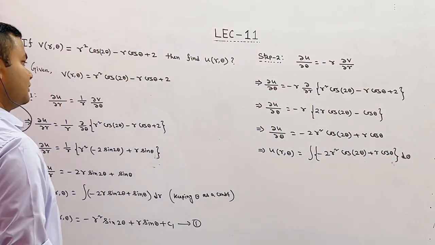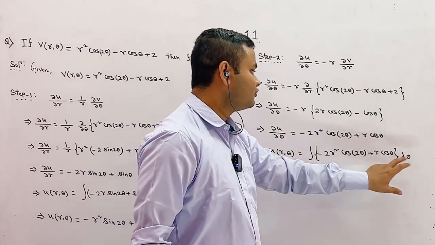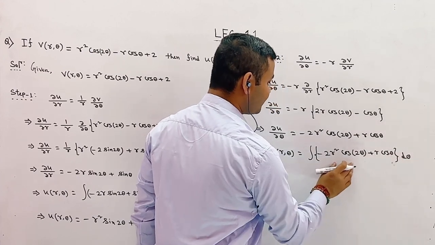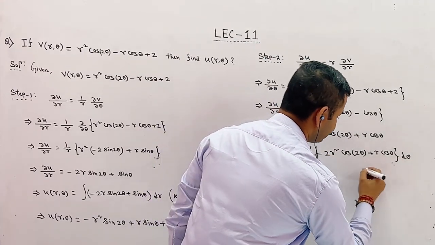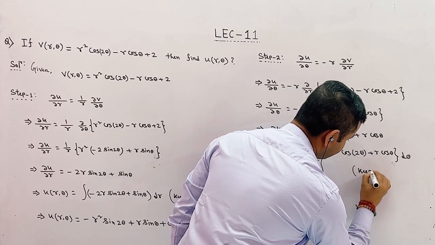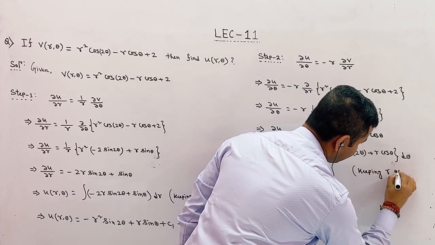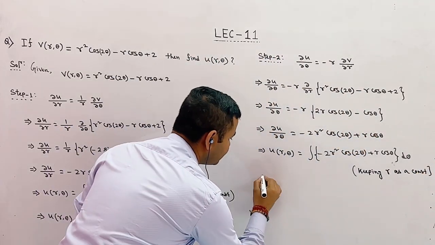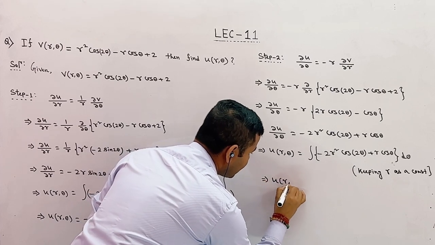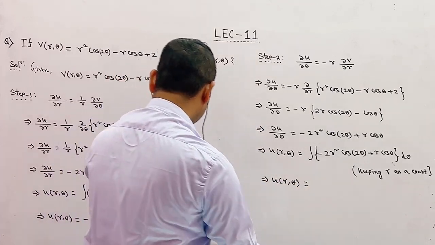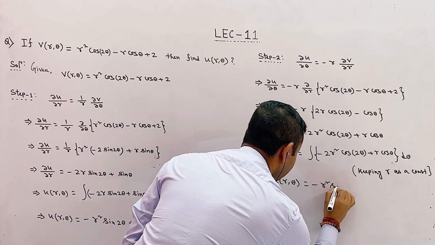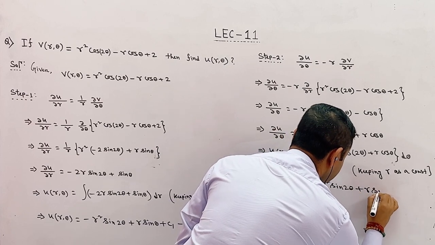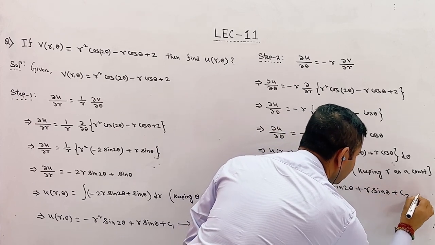Next, let us integrate this term partially with respect to theta. While integrating this term partially with respect to theta, we have to keep r as a constant. Keeping r as a constant, finally we will get u(r,θ) is equal to minus r square sine twice theta plus r sine theta plus some constant of integration.